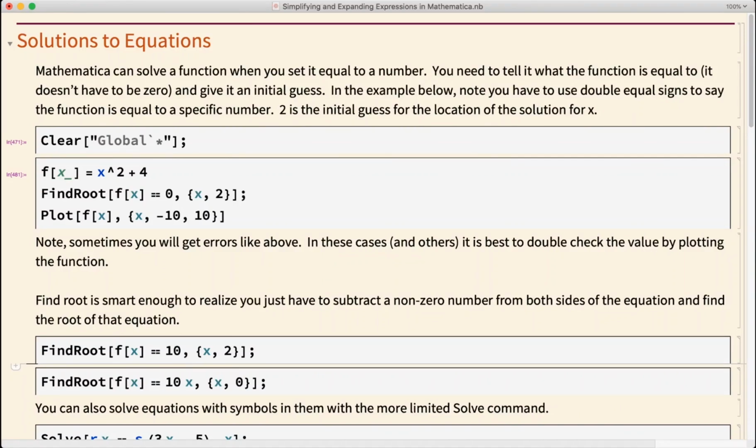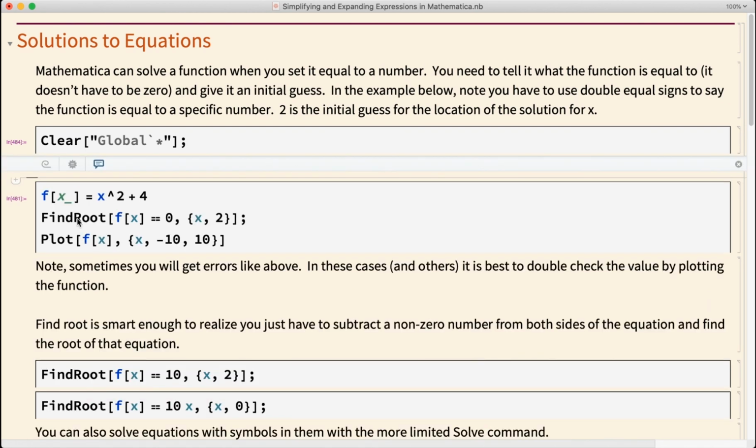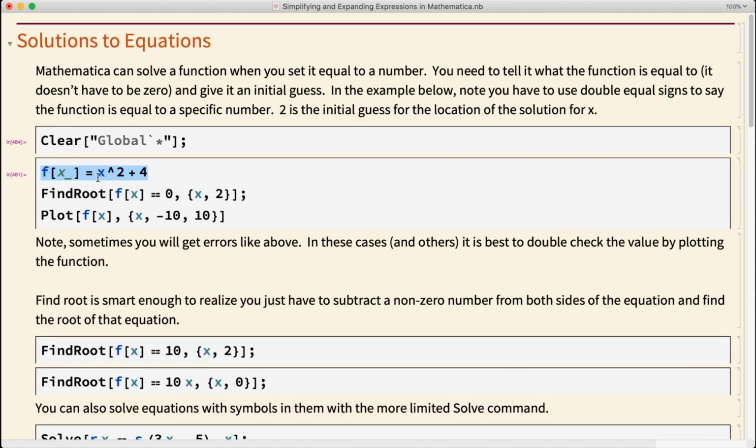Okay, so you can use Mathematica to basically do algebra for you and find solutions to equations when they're equal to specific values. So here's the first example of that. The first thing I'm doing in this notebook is just clearing all the variables. When I do that, a bunch of things go blue, which basically means I haven't defined them yet. And now I'm defining a new function, which is just x squared plus 4.